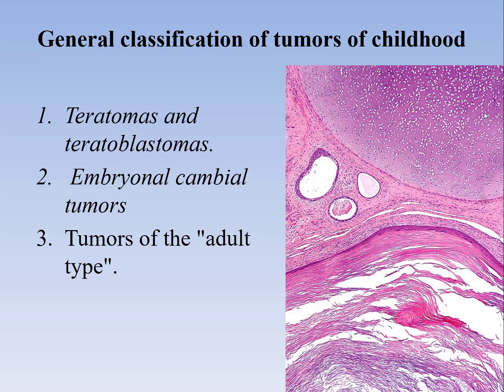General classification of the tumors of childhood. First, teratomas and teratoblastomas, tumors which are composed of more than one germ layer. Second, embryonal cambial tumors. And third, tumors of the adult type.